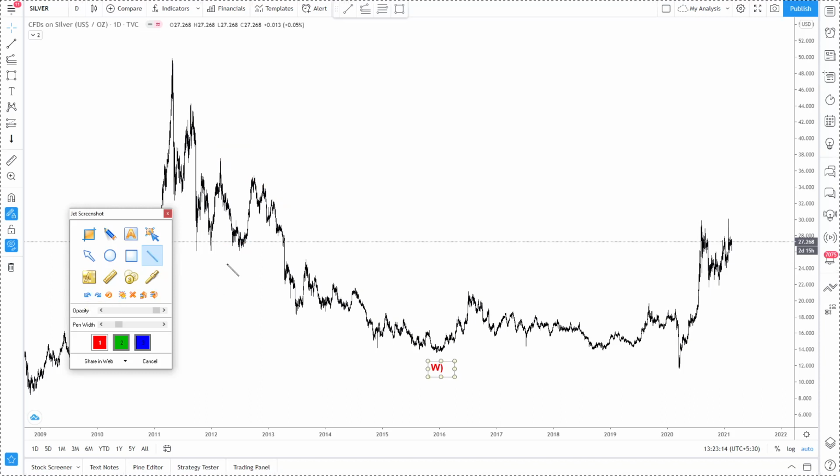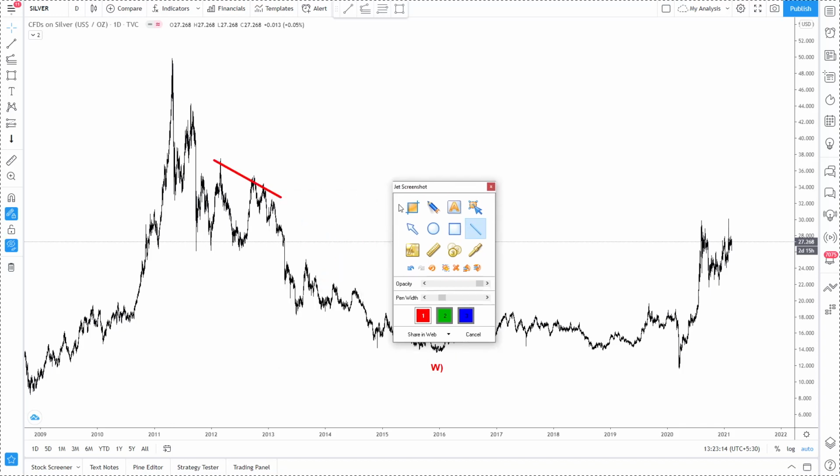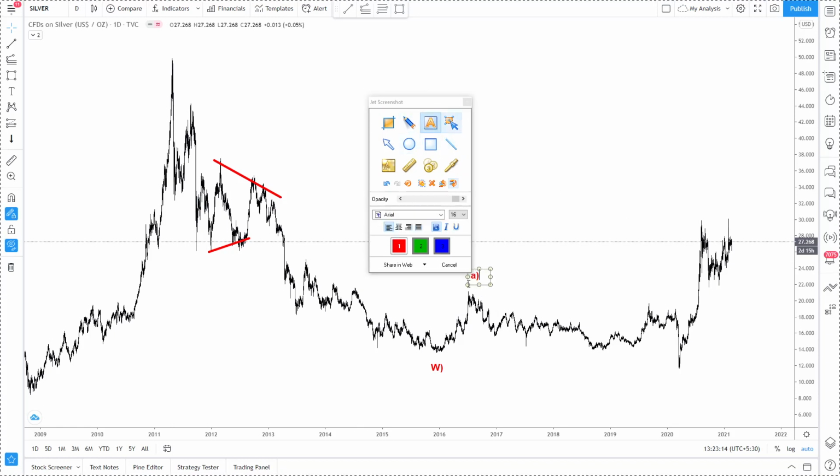Yeah, ABC is an A, ABC is a B, C. Yeah, it could be a triangle here. So ABC is an A, ABC is a B, and C. 1, 2, 3, 4, 5. So this is a W, and here it's an A, here it's a B.